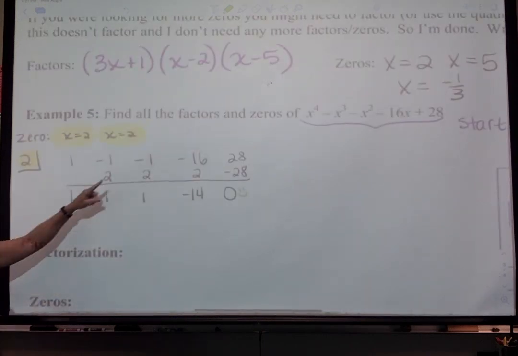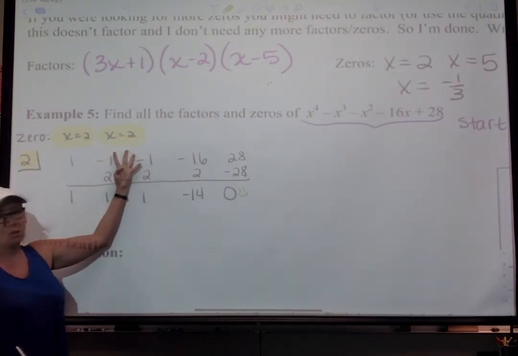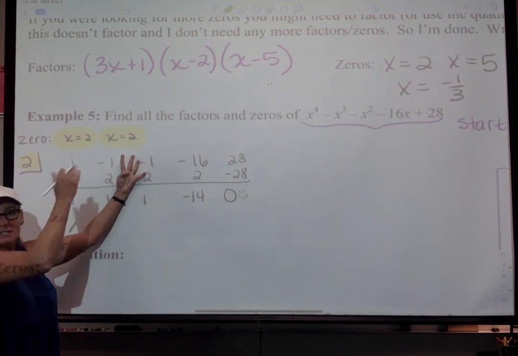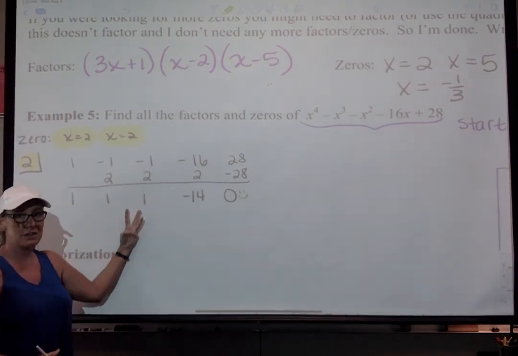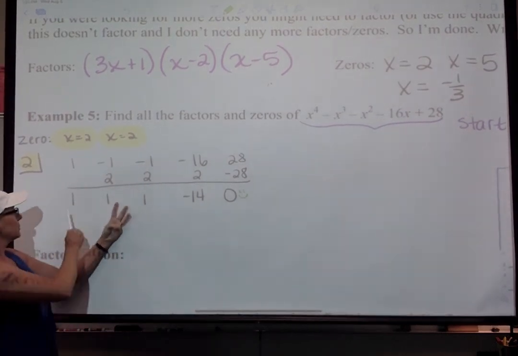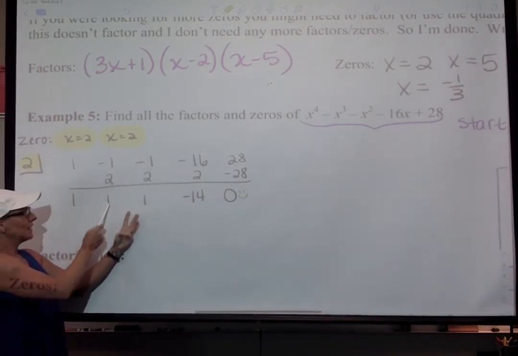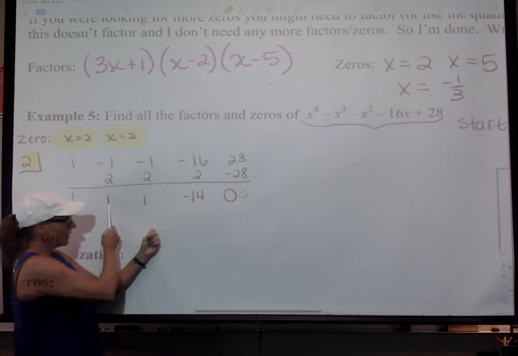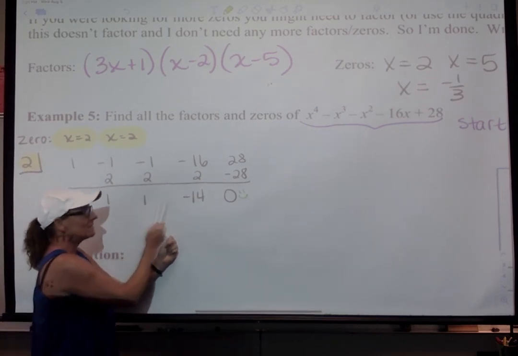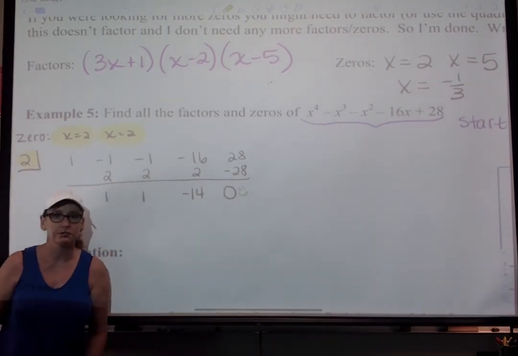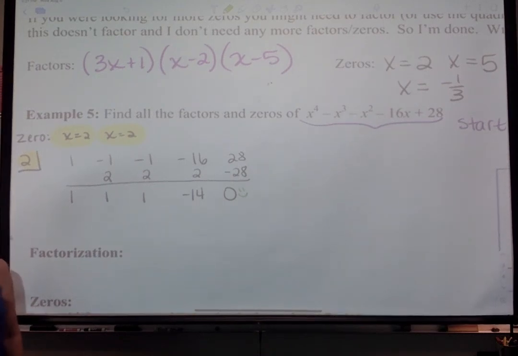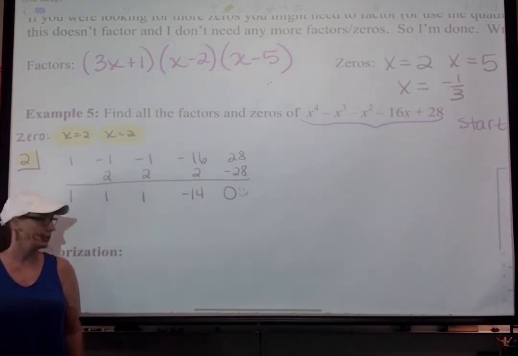So think about what we just did. We started with a 4th degree. We sent a 0 through. We now have a 3rd degree. Here's what it is. You ready? X cubed plus x squared plus x minus 14. Good luck with that. What are you going to do? I don't know. You know how to factor it? No.